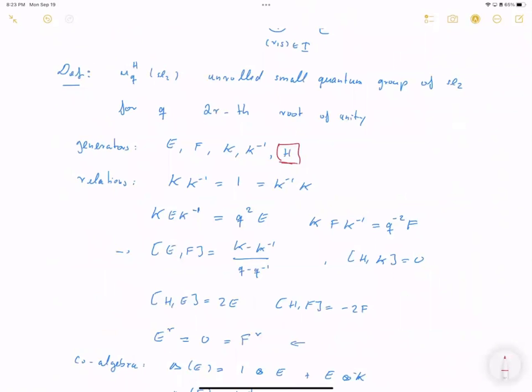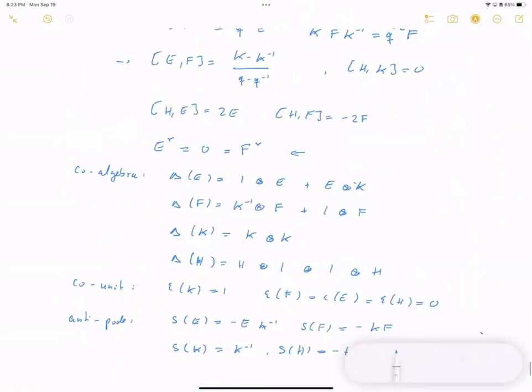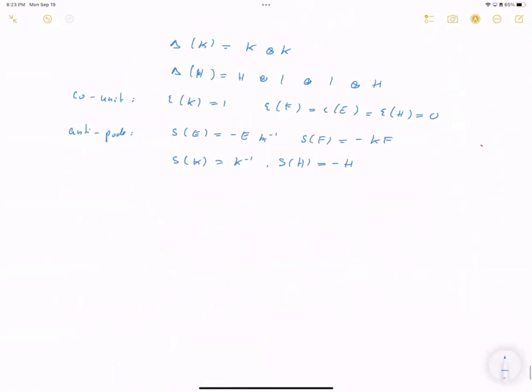Now H wants to be a logarithm of K. But this doesn't appear in the definition of the quantum group. It appears only in the definition of a module, just because you eventually might also like to have more general types of modules. But you call a weight module a module of this small unrolled quantum group.